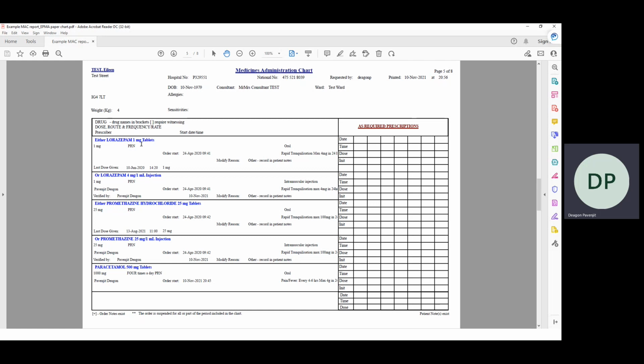You can see in the case of lorazepam 1 mg tablets, there is also a section that states last dose given, date, time, and the dose that was given. And as the nurse, you would use this information to determine if you can, during period of downtime, administer any further doses of that PRN. In the case of paracetamol, as an example, there is no last dose stated. What that means is there were no doses administered within the EPMA system.